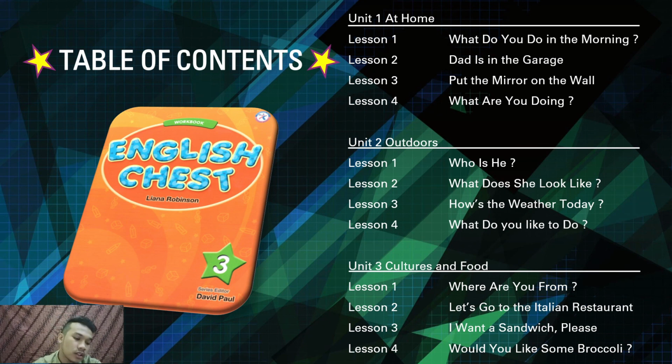So lesson 4 is about: Would you like some broccoli? In this lesson, students learn to identify some additional food items and learn how to ask a polite question. It brings students to understand modal auxiliaries. For example, would you like some pancakes? Yes, please. Another example: would you like to go to the cinema? Yes, I would.